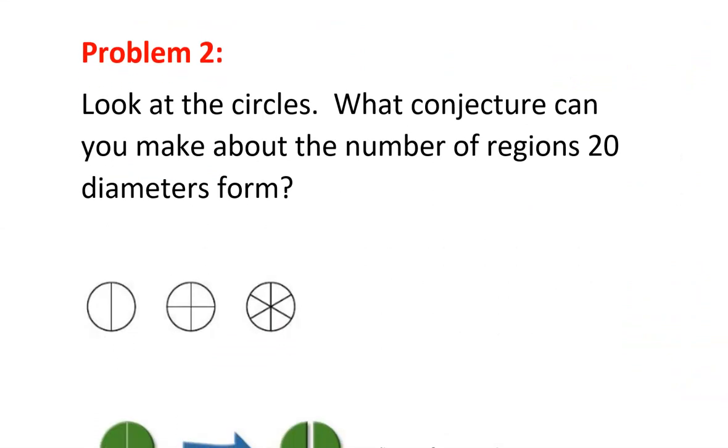Problem 2, look at the circles. What conjecture can you make about the number of regions 20 diameters form? So what we're looking at is regions, they're talking about this. When you look at this circle, they're splitting it into 2 regions.